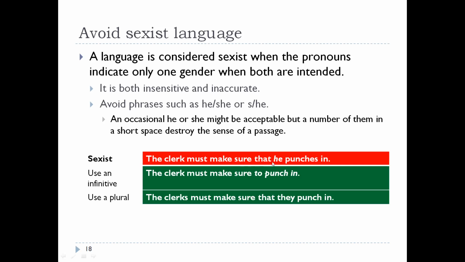The clerk must make sure that he punches in. Now the clerk can be a male or a female, so we cannot just say he. It can be a she as well. If you say the clerk must make sure that he or she punches in, that does not sound that good either. So the alternatives are, first, use an infinitive: the clerk must make sure to punch in. To punch in, to is the infinitive. To go in, to finish the job. If you use the infinitive, then you don't need to specify the gender. Or you can use the plural.